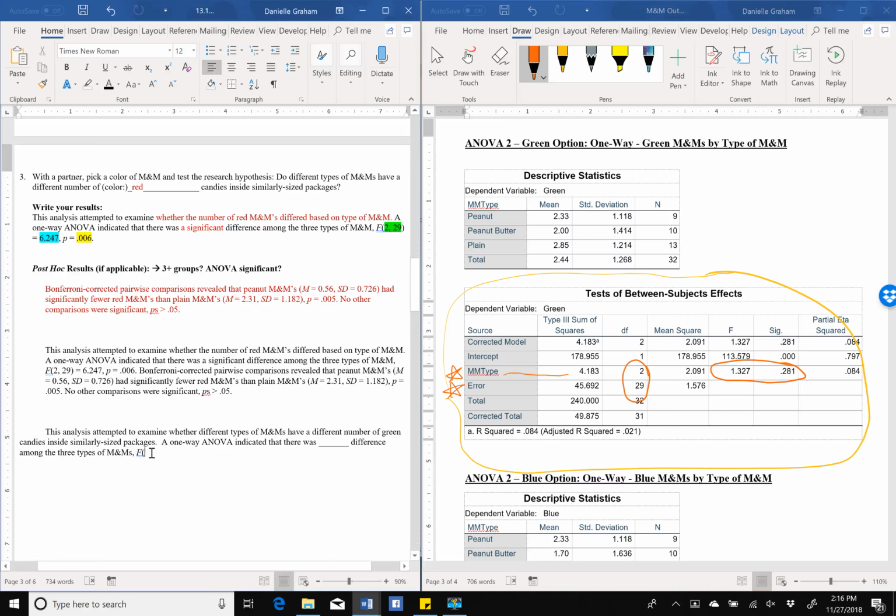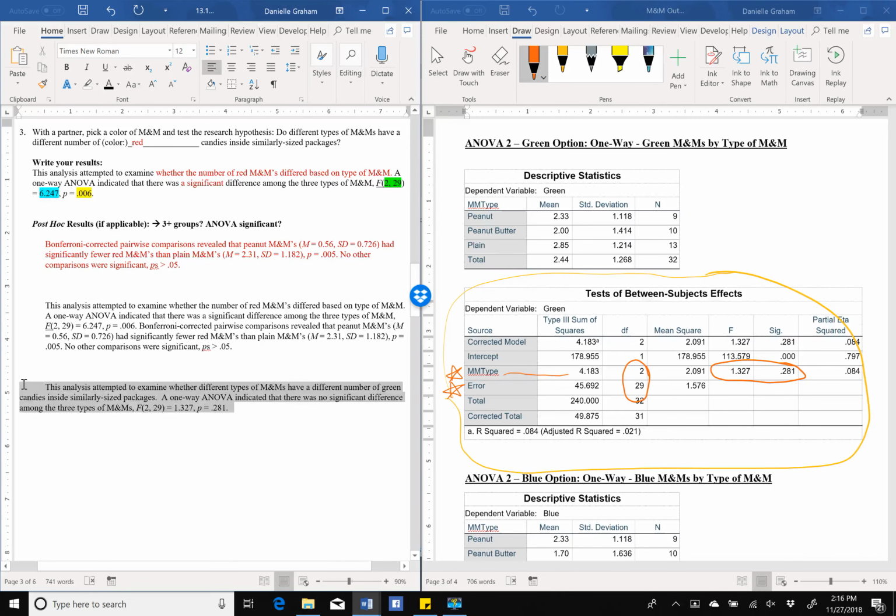So we would say F of 2, 29 equals 1.327, comma, p equals 0.281. So this 0.281, it's above 0.05, so it is not significant. So here I'm going to say there was no significant difference among the three types. And that's it. If it's not significant, don't need to do post hoc results.